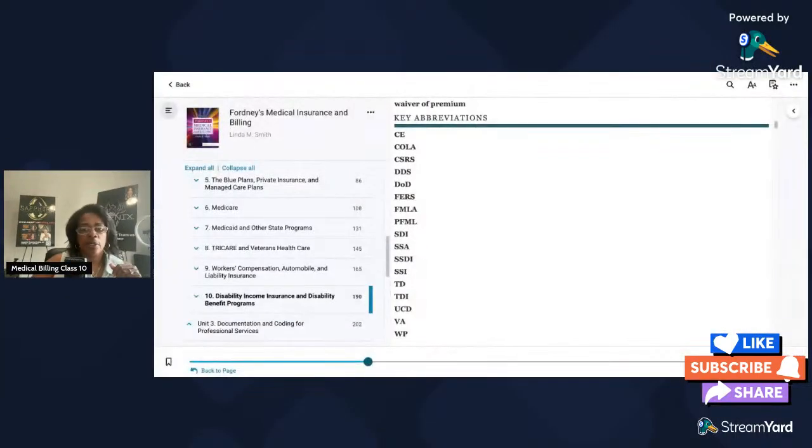Temporary disability. I'm still in key terms. Right now, I'm going on to key abbreviations. I want you to see the key abbreviations because this is what I want you to put on index cards. In your exam, it may say, what is VA? What is DDS? What is COLA? Having index cards will help you to remember these things.